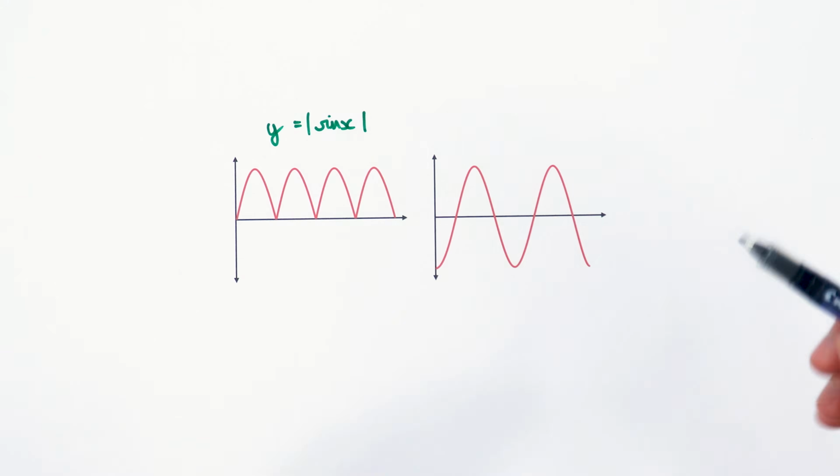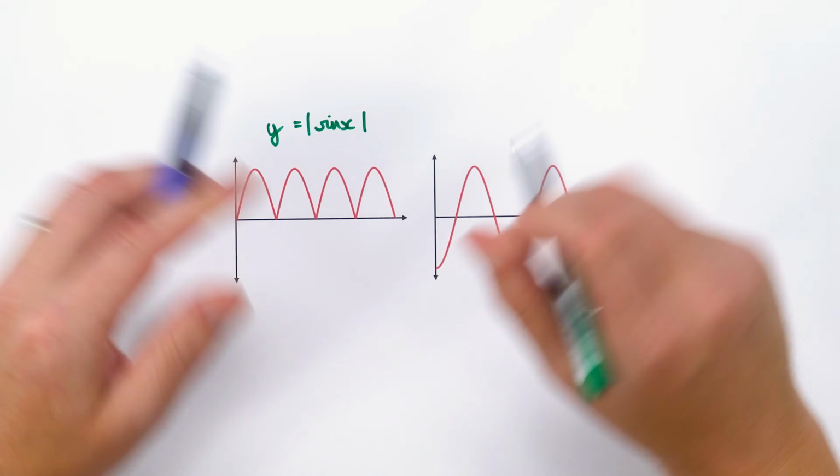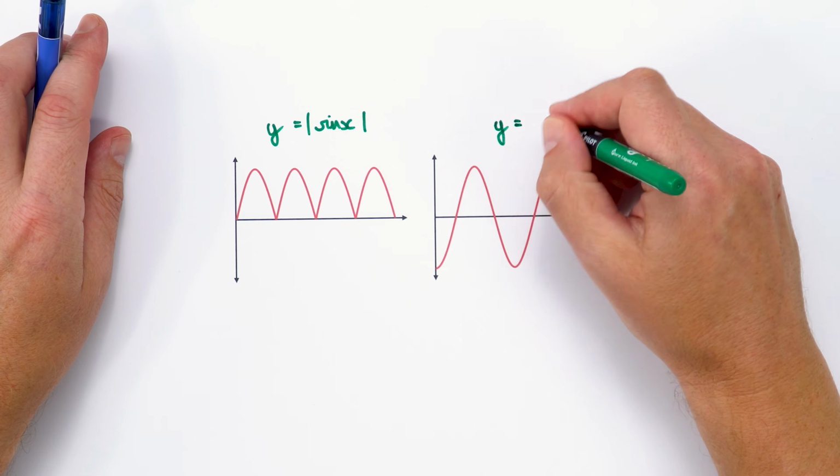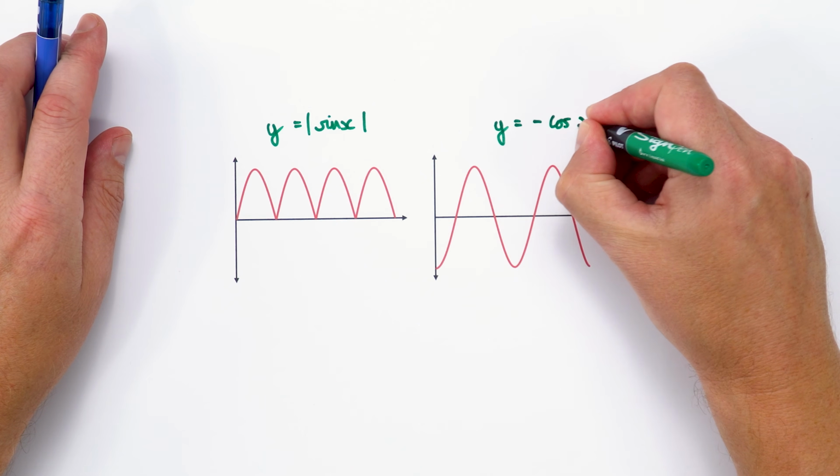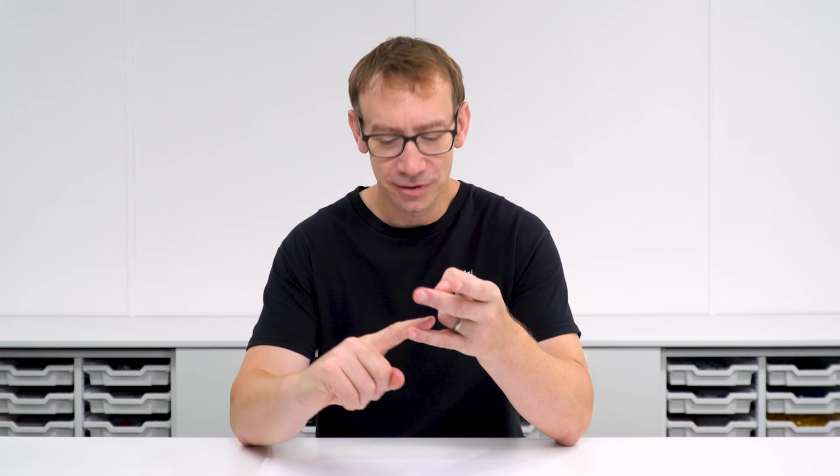And this one here, very similar to what we saw on the last page, this one here is y is equal to minus cos x. And that's very useful when it comes to looking at simple harmonic motion and the relationship between displacement in time, velocity in time, and acceleration in time.